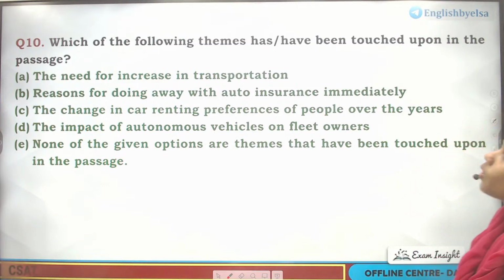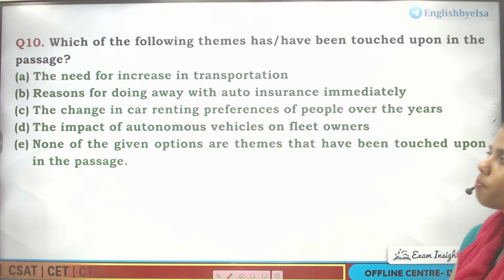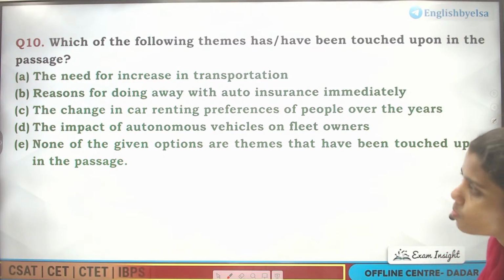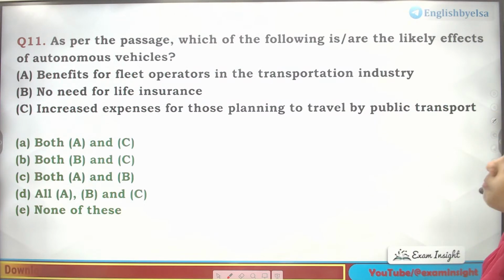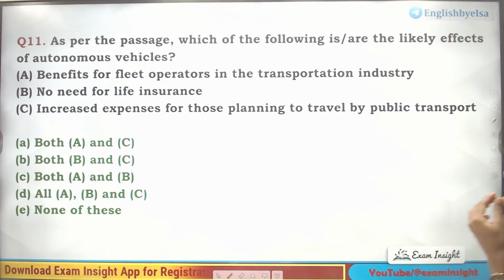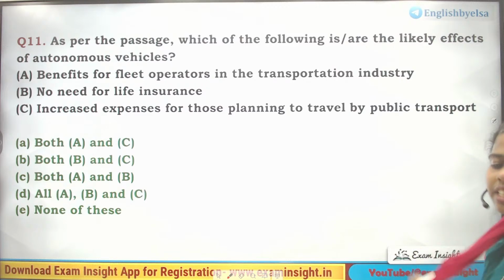Next one, which of the following themes have been touched upon in the passage? The need for increase in transportation, reasons for doing away with auto insurance immediately, the change in car renting preferences of people over the years, the impact of autonomous vehicles on fleet owners. None of the given options are themes. Okay. And the last question, as per the passage, which of the following is likely effects of autonomous vehicles? Benefits for fleet operators in the transportation industry, no need for life insurance, increased expenses for those planning to travel by public transport. We are done going through the questions.